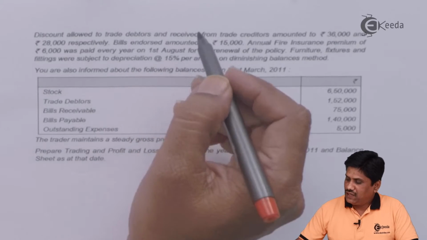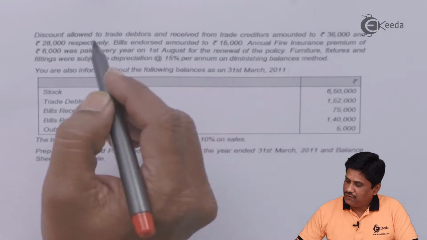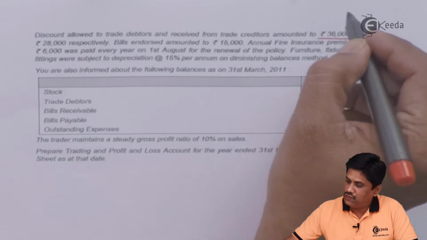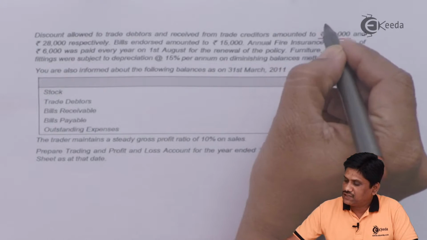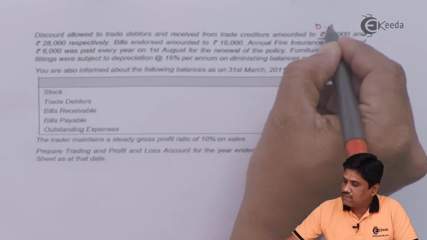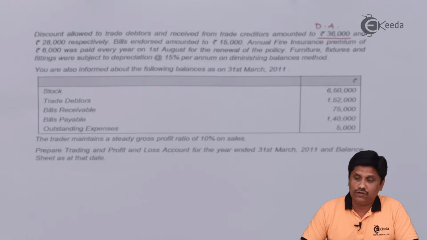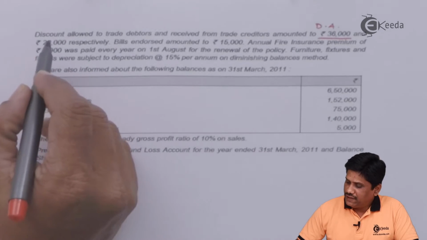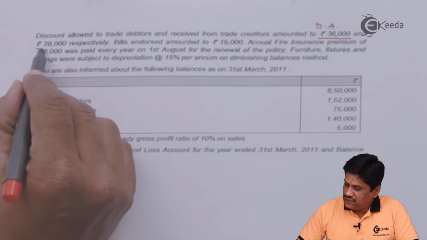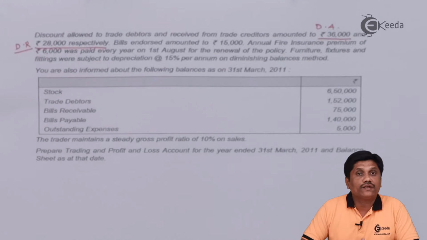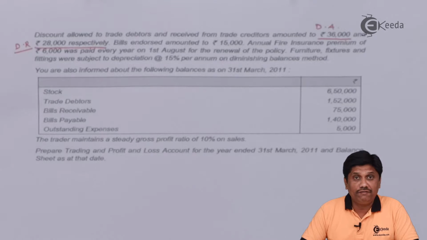Discount allowed to debtors and received from creditors amounted to 36,000 and 28,000 respectively. That means we have allowed a discount. So 36,000 is a discount allowed by you, for which you will say discount allowed account debit to debtors account. Discount allowed will be ultimately taken to profit and loss. And 28,000 respectively, so discount received is 28,000. It will be credited to P&L account and it will be debited to creditors account.